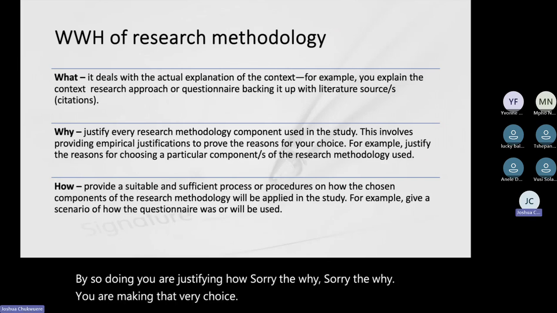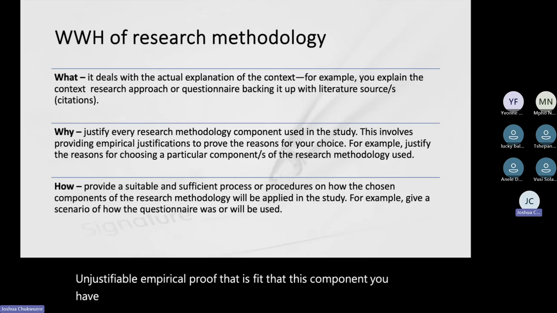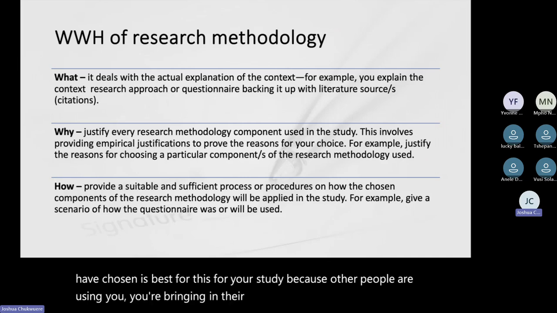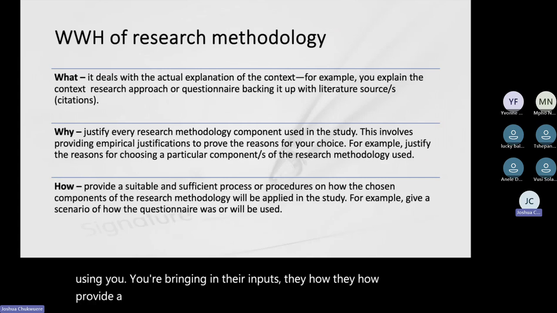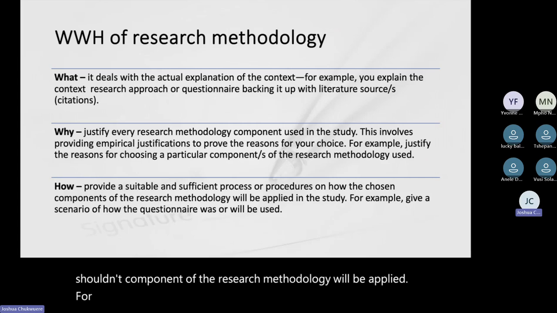After you have provided the why through the benefit to your study and justifiable empirical proof that this component you have chosen is best for your study, because other people are using it, you bring in their inputs. The how: provide a suitable or sufficient process or procedure on how the chosen component of the research methodology will be applied. For example, give a scenario on how the questions were or will be used.